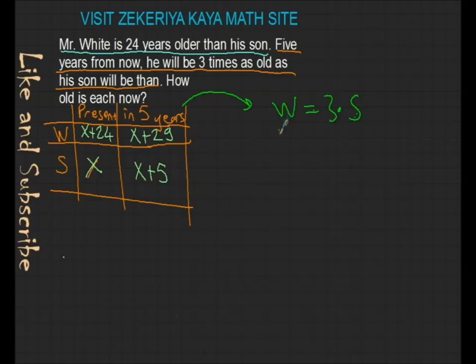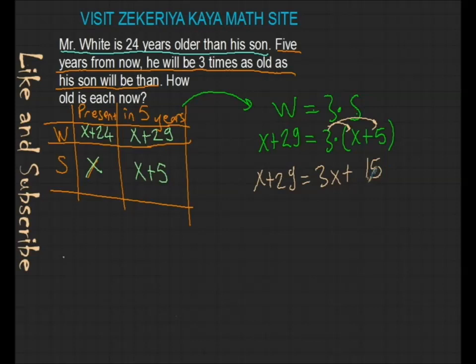So, White's age is x plus 29. 3 times his son's age is 3 times (x plus 5). Now, I must solve this equation. Solving this equation must be very easy for you because I gave you many questions in homework. Firstly, you must open the parentheses. Let's do that. 3 times x, 3 times 5. x plus 29 is equal to 3x plus 3 times 5, which is 15.